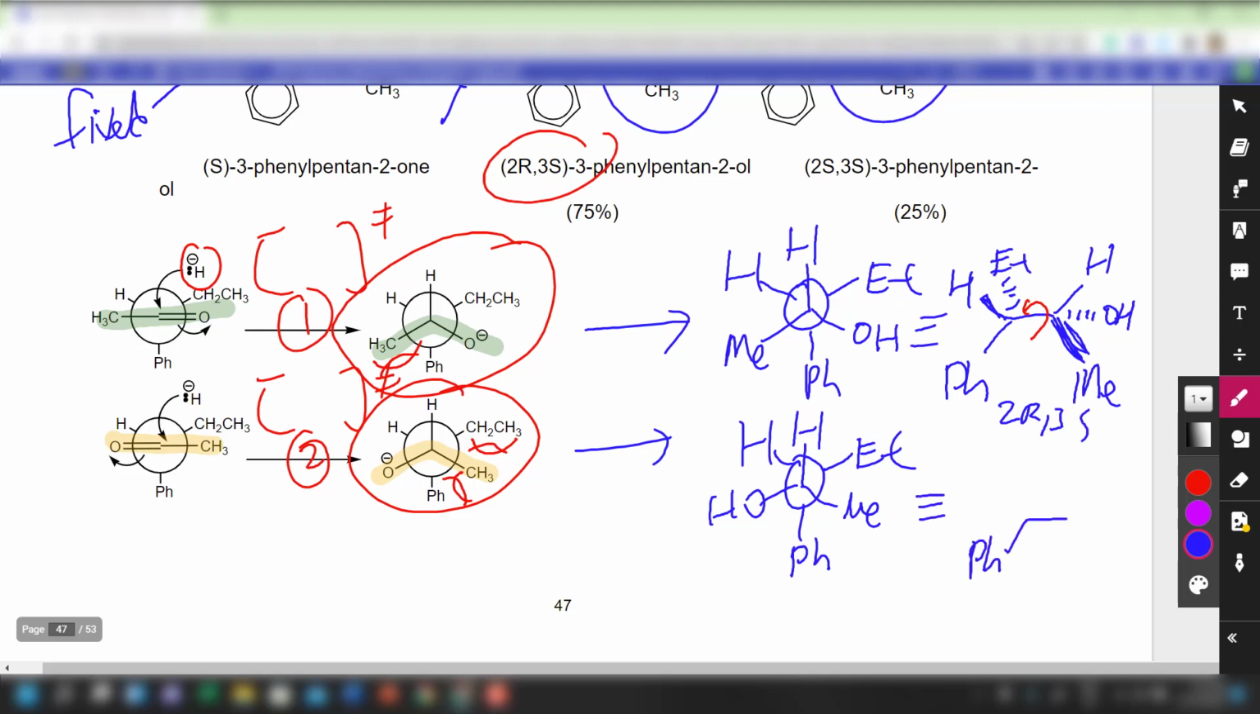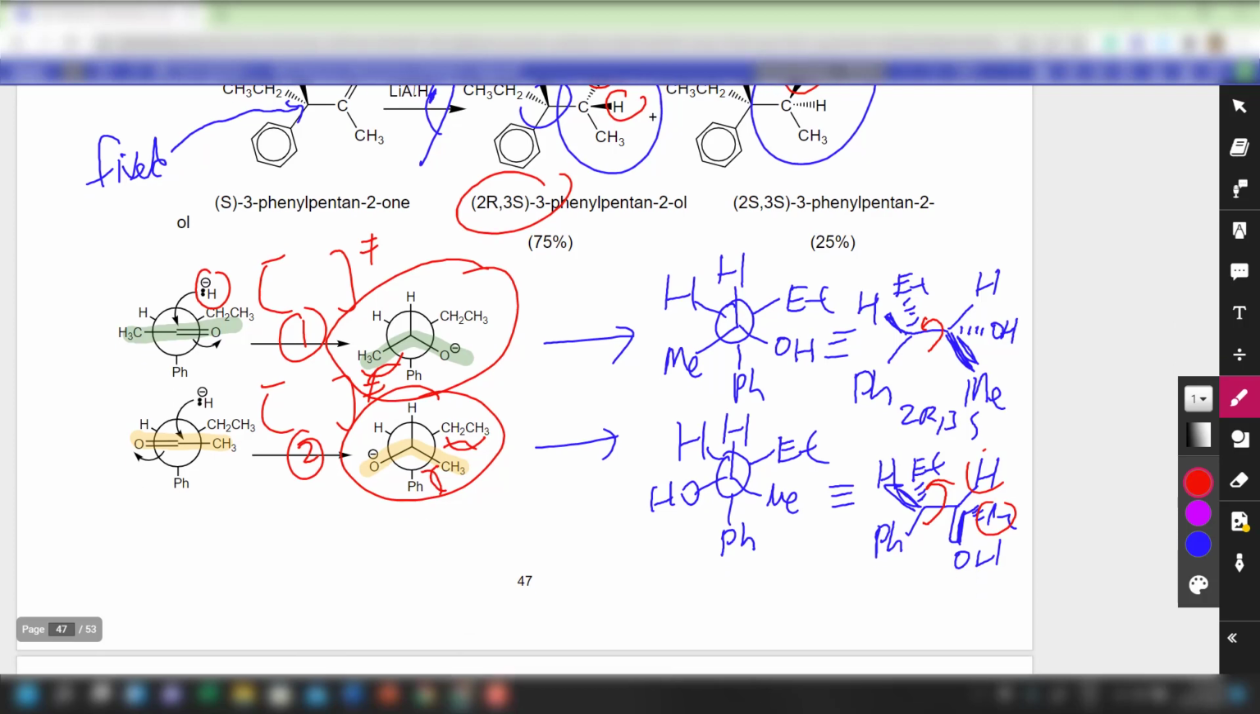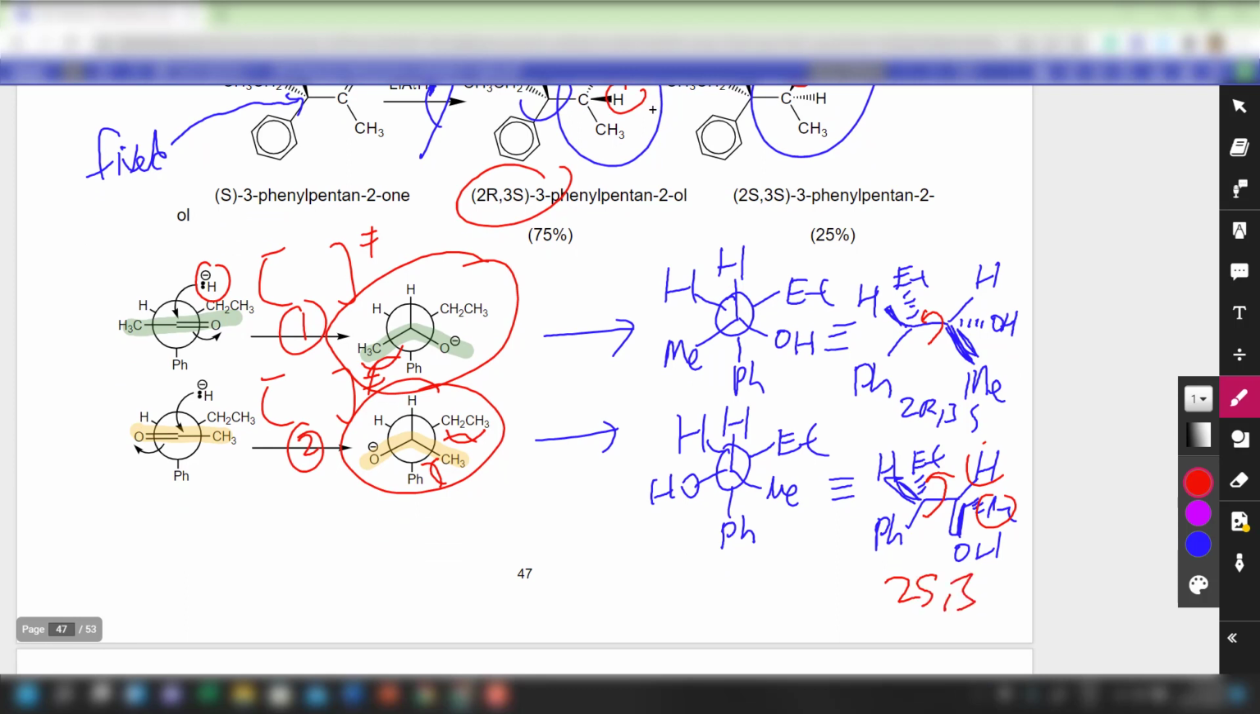The phenol is here, the ethyl group is here, the H is here, and the H is here, and then the methyl group points away, the OH towards me. Okay, and then if I'm just going to do a little bit of bond rotation outwards, clockwise a little bit, then now the OH will still be pointing towards me. The H will now be away from me, and then I'm going to put a methyl group on the same plane. Okay, so this will be 2S, 3S.